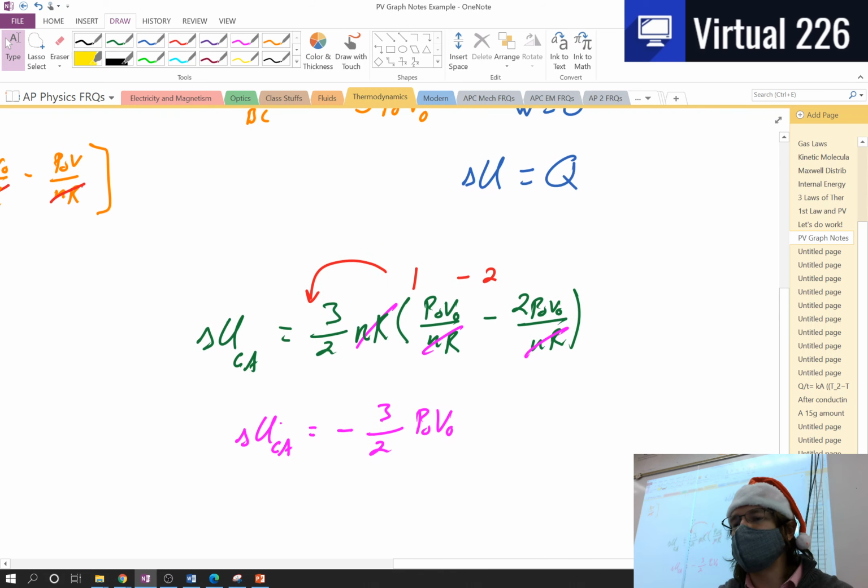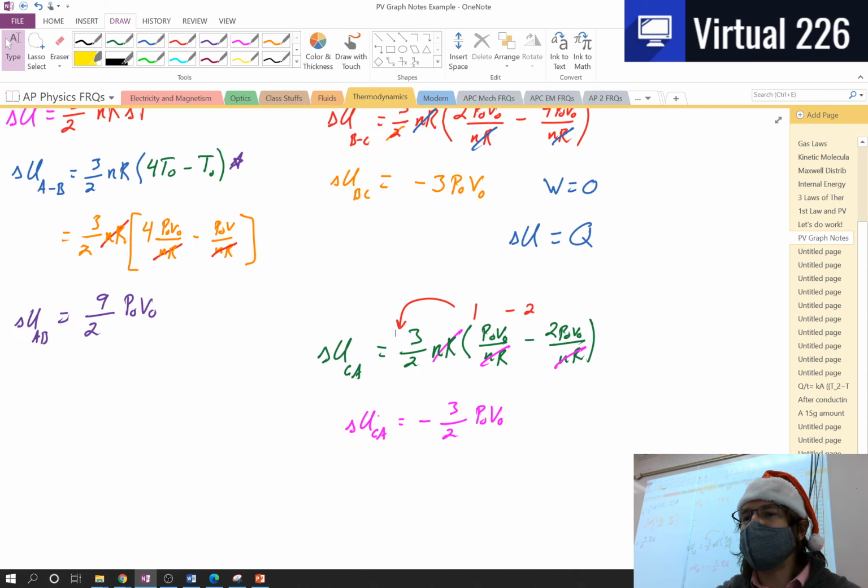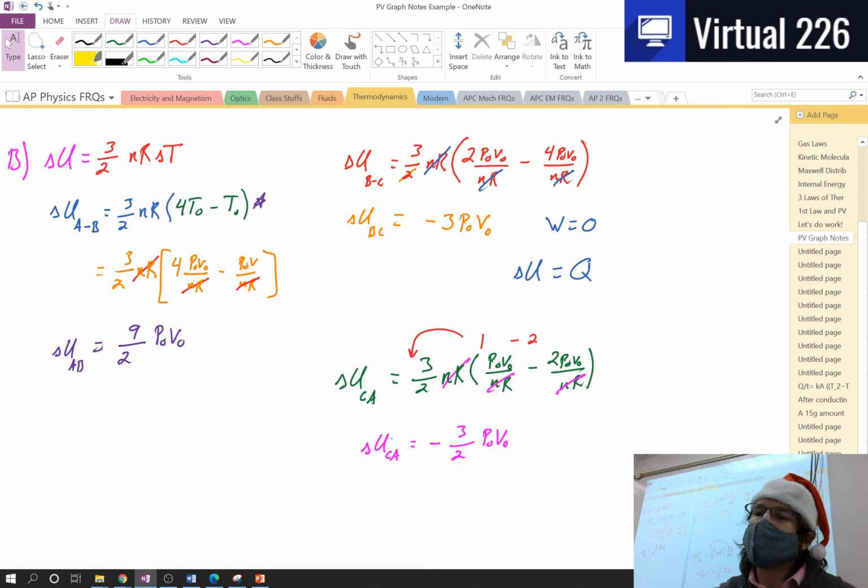Now looking at this, we could actually look at the entire cycle. What would our delta U be if we started at vertex A and rolled all the way back around and ended at vertex A? If we wanted to do the math, we could add all of our delta U's together. We could take 9/2 minus 3 minus 3/2, and we'd get a number. Or we could take the quick and easy way out.